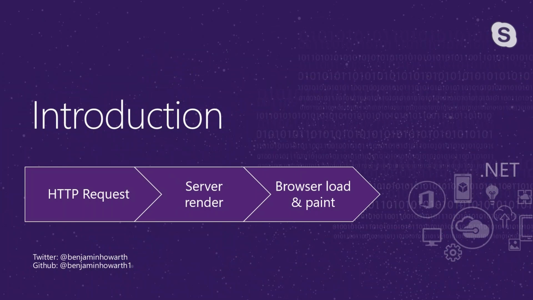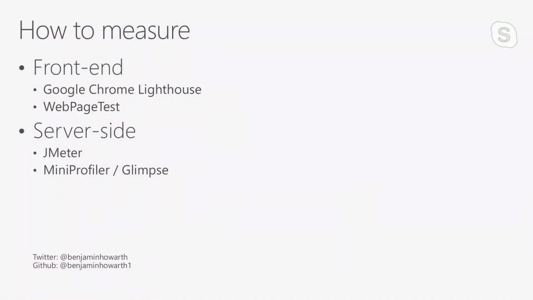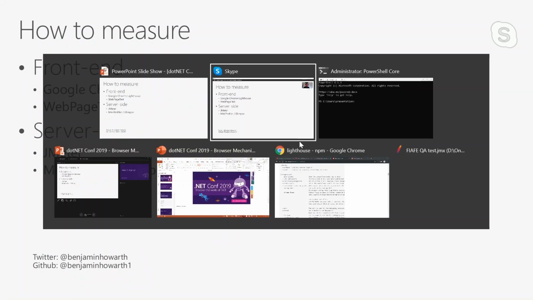There are a number of different tools that exist within this space, and we'll get straight into how we measure performance. On the front end, we're going to briefly touch on a project called Lighthouse in Google Chrome, and a great hosted service initially started by Google, but now an open source project, called Web Page Test. And on the server side, we're going to discuss JMeter and Mini Profiler in the ASP.NET sphere. So without further ado, let's get right to it.